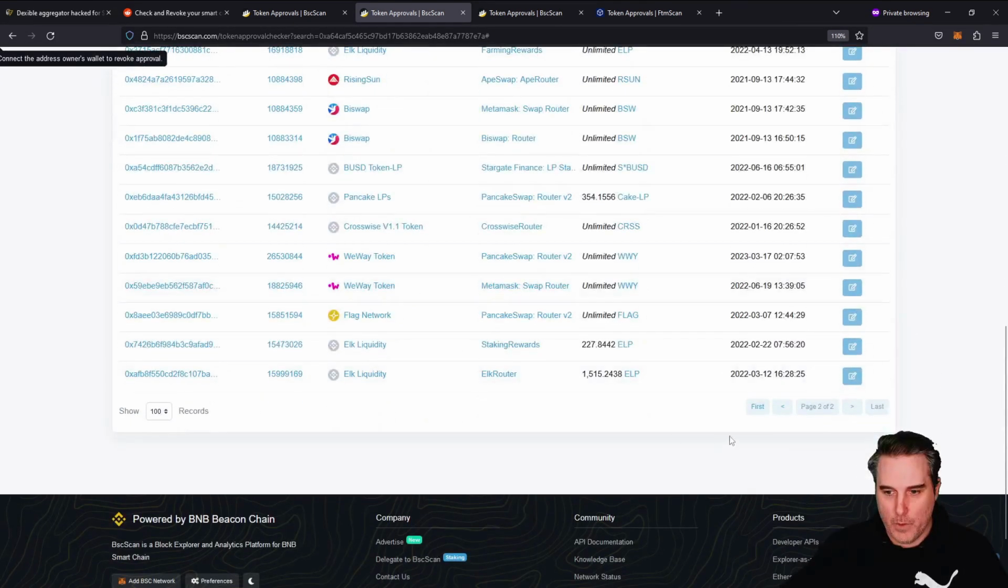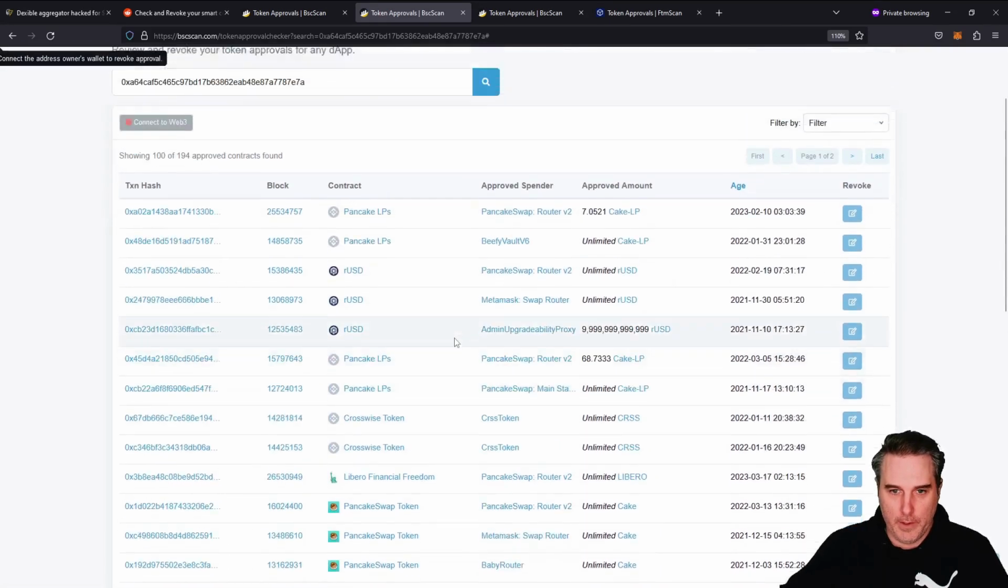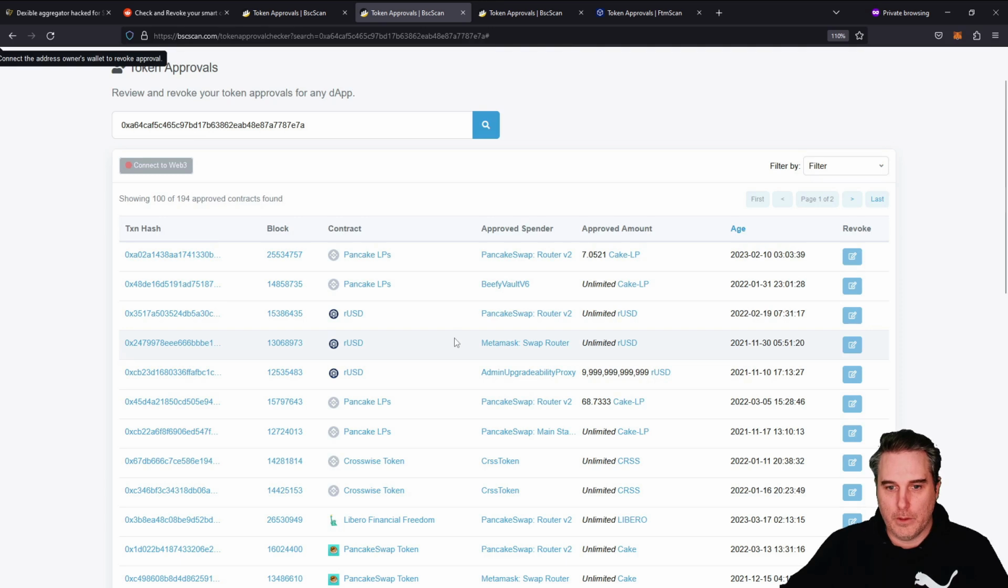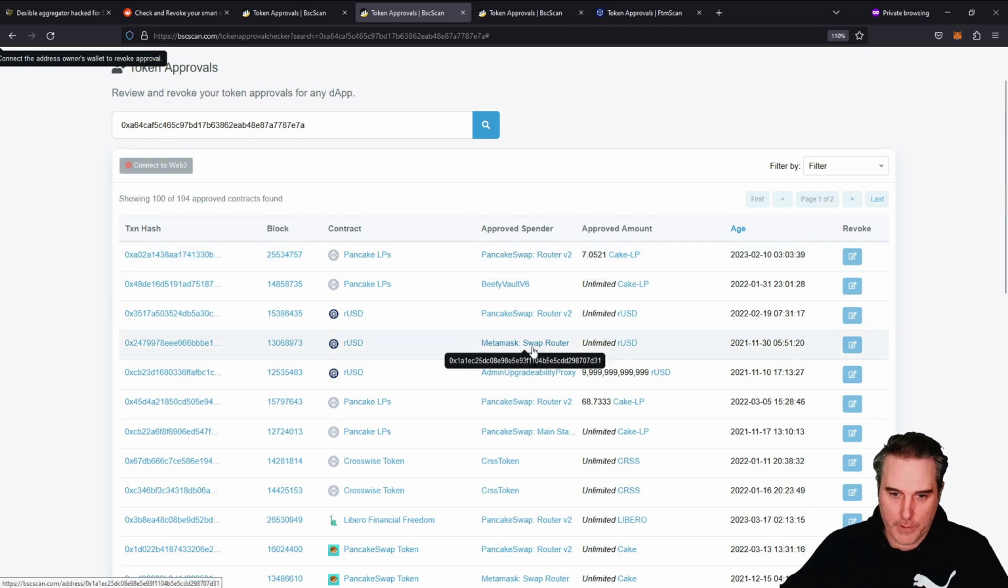So this is one page and there are two pages here. I'm sure you could find one that has a lot of these historical activity log cachings of when a user goes and tries to do something with tokens, buy, sell, swap, transfer, whatever. You can see here PancakeSwap, MetaMask, a swap router.